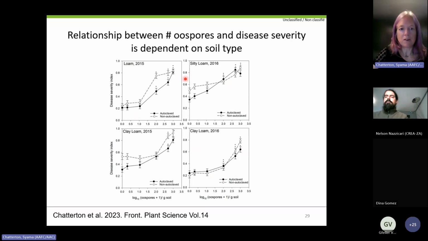Contrast that with the silty loam soil here, and we can see that it's not as clear cut of a relationship, and that maybe we saw a lot of disease before we even had oospores, indicating that there was other things in that soil. So this is sort of the first unexpected result where we're like, okay, well, we can't expect that there's a linear relationship between oospore dose and disease severity in all different soil types.